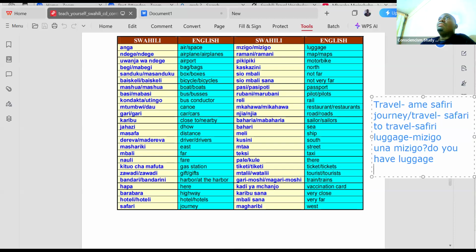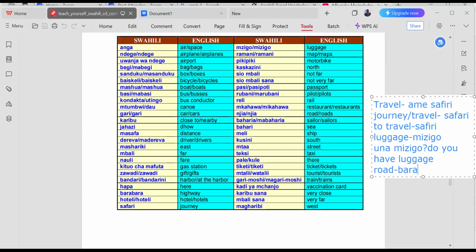Now, if you're traveling on road, the road itself is called barabara. Barabara is a road. So whether it's a highway, or just a road, or a street, anything you're traveling on is called barabara. So we give it a name, a road. That road can have its types of road. It can be a highway, it can be whatever, but we call it barabara.